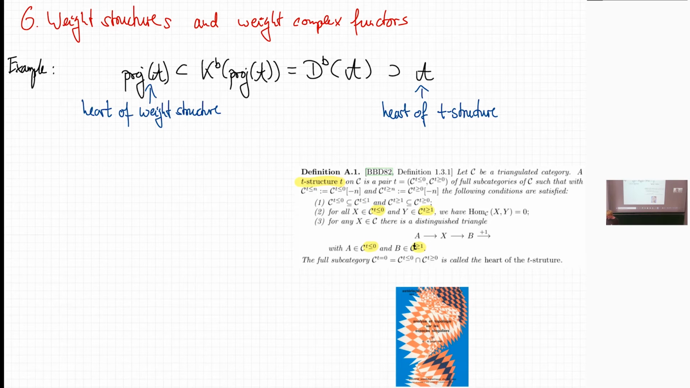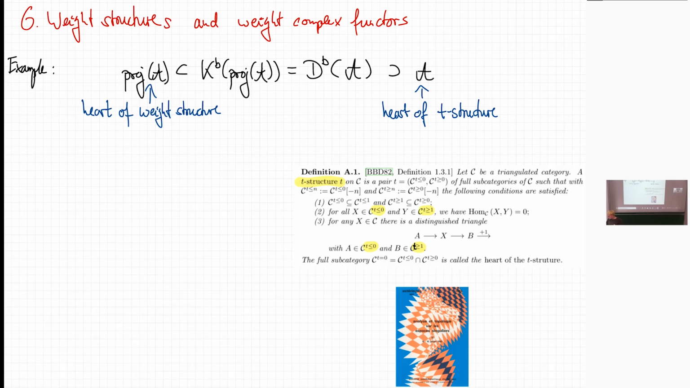And the heart of a weight, so on the homotopic category you can define a weight structure, which is very similar, but it will cut out the additive category you started with, in this case projectives of A. Yeah? So this triangulated category here has a T structure which gives A as the heart, and a weight structure which gives the projectives in A as a heart.